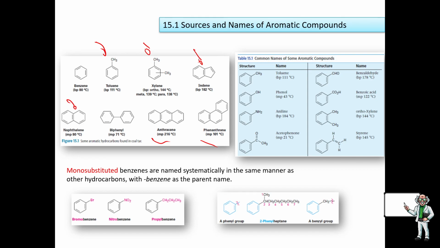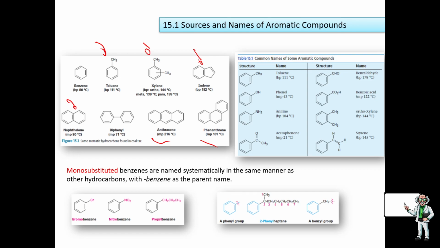Also, some monosubstituted benzenes are named by their own name. For example, aminobenzene is called aniline. Benzene carbaldehyde is called benzaldehyde. The acid is called benzoic acid, etc. The double bond is called styrene. That means you need to memorize these names because they are the names that we will use when we write the name of different aromatic compounds.